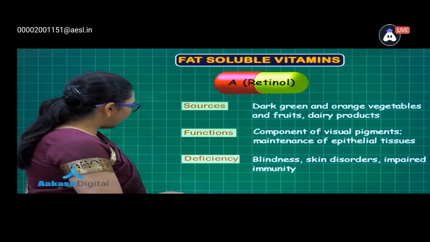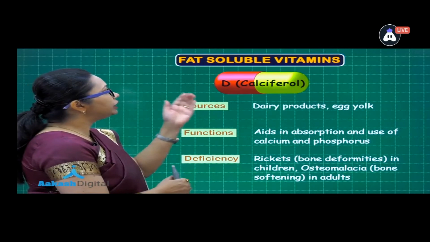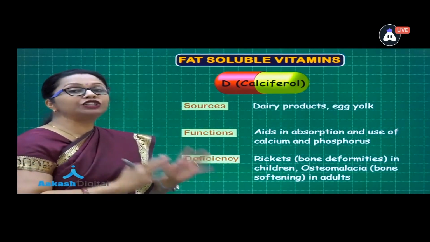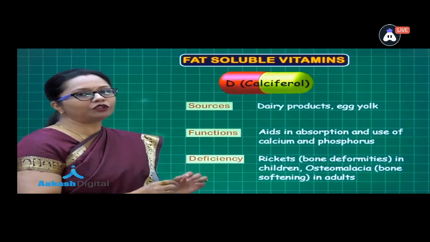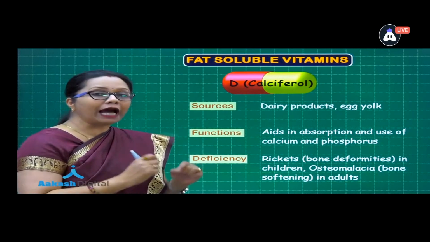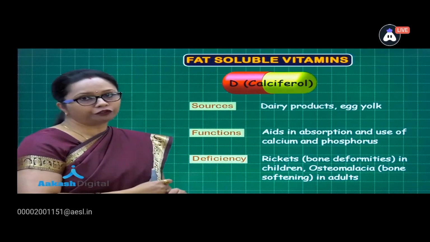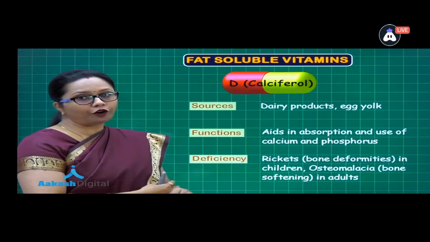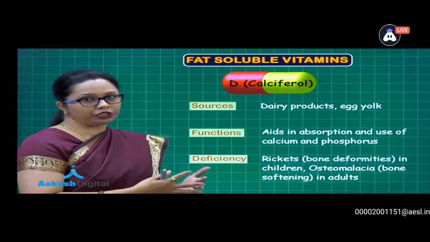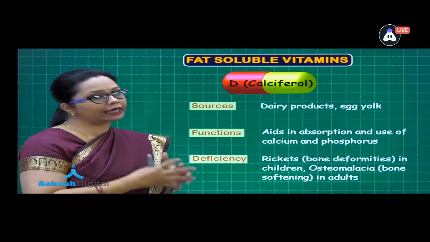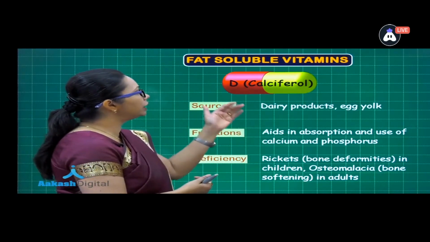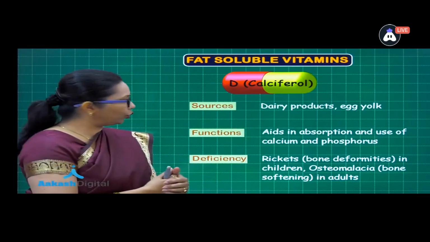Then moving on to the next one, that is vitamin D or calciferol. And this is also called sunshine vitamin, because this is the only vitamin which we can synthesize in our body, but that too when there is sunlight falling on it. So when sunlight falls on the skin, the cholesterol gets converted to vitamin D. So that's why it is also called cholecalciferol. And otherwise, a small amount of it is found in dairy products and egg yolk.